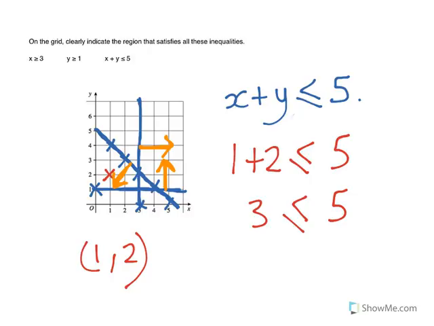But now I know if I shade the correct side of each of those lines, the part of this graph that's going to fit all those three inequalities is that little triangle that's created in the middle there. So that is the shaded region that satisfies all three inequalities.